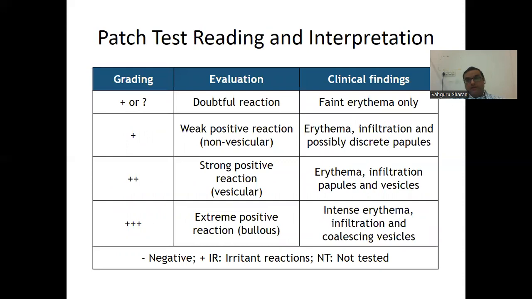How do you read and interpret the patch test? First is single plus or query, a doubtful reaction. There's only faint erythema. When there's erythema, infiltration and possible discrete papules, it is called a weak positive reaction, which is non-vesicular, so reading is grade 1. When there's erythema, infiltration, papules and vesicles, then it's a strong positive reaction, which is vesicular, grade 2 or two plus. Intense erythema, intense infiltration, and coalescing vesicles is an extreme positive reaction, the bullous reaction, which is grade 3 or three plus.